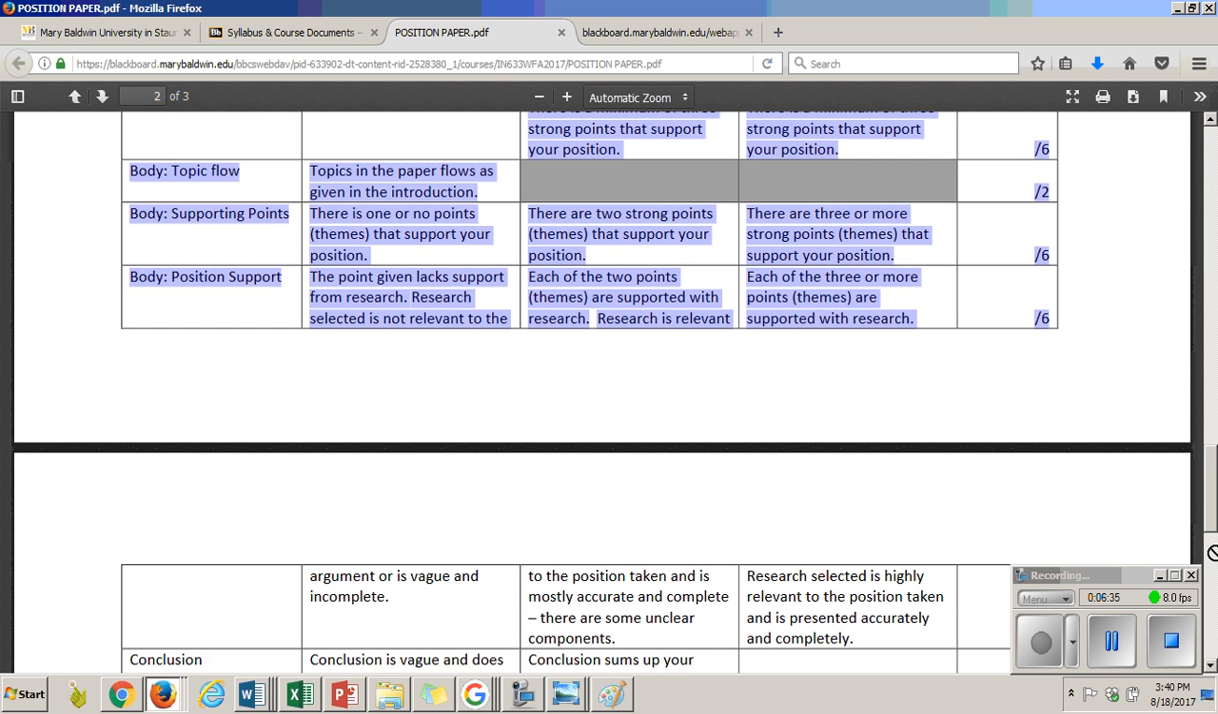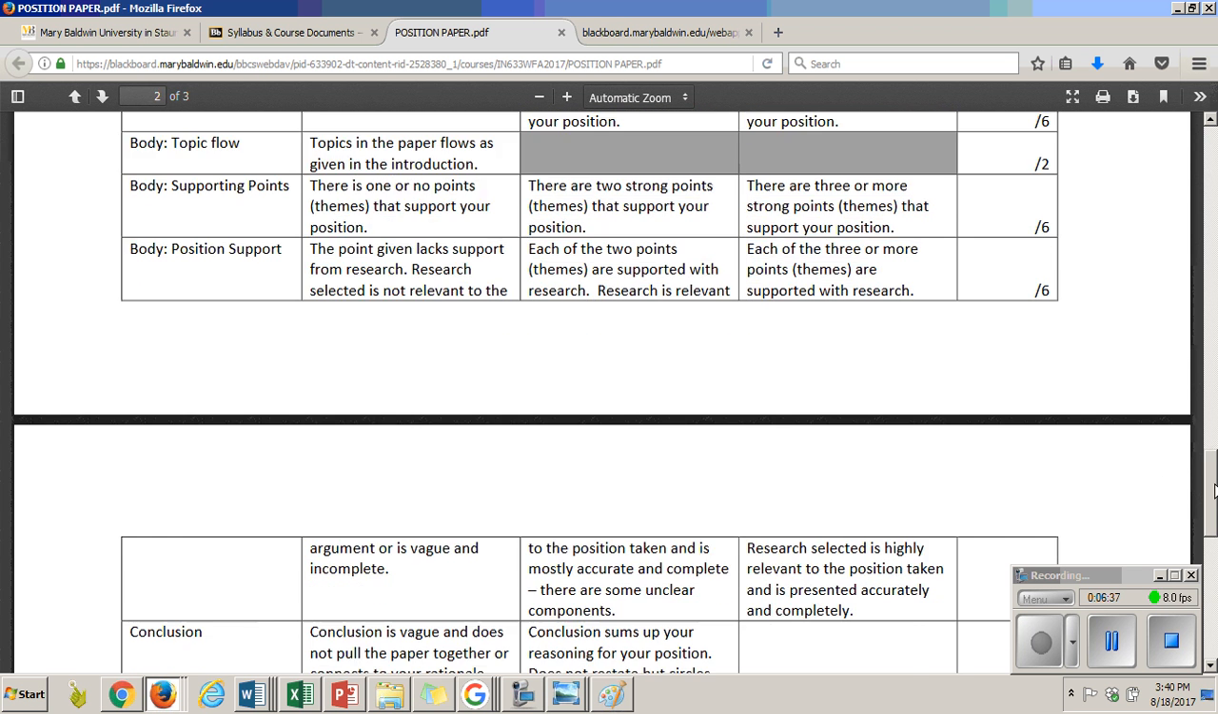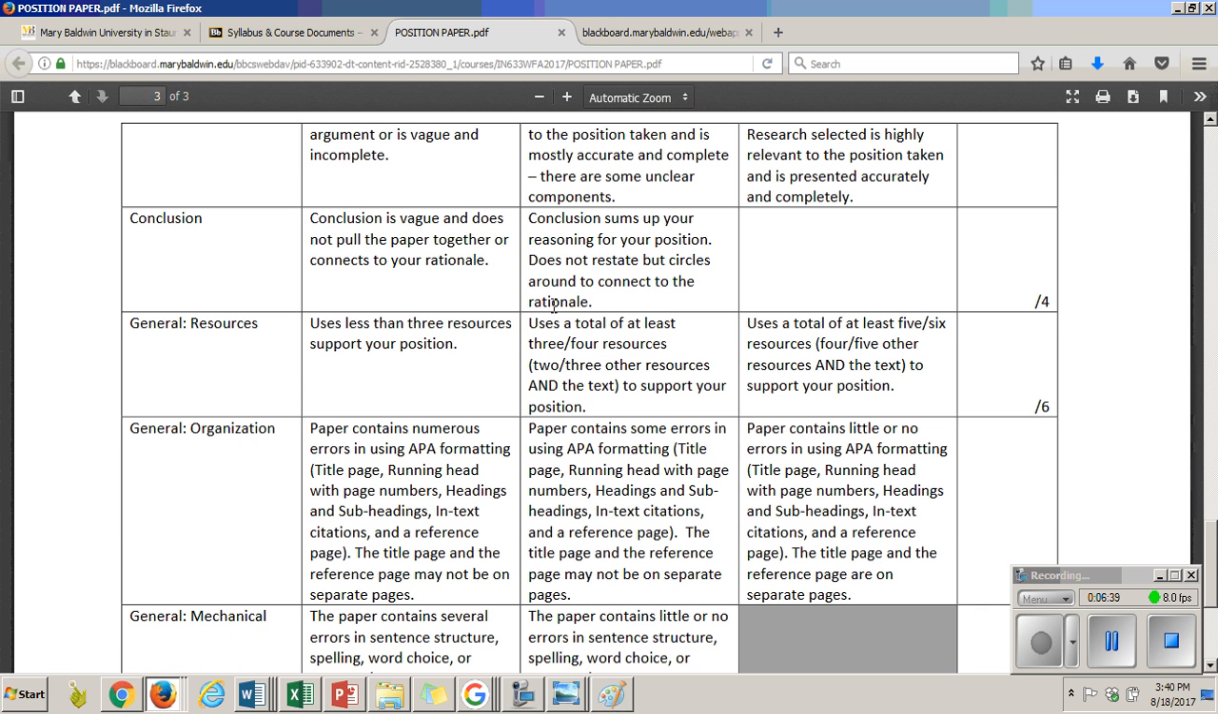And then in the conclusion, I want you to sum up your position. This is not a restating, but it circles back to that introduction and your rationale. Do the three items that you have shared with me, which could be three subheadings, do those three items in the conclusion circle back and support your rationale and your position?